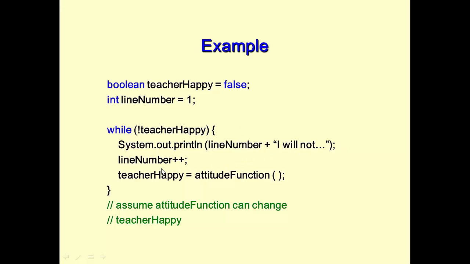And then we make some kind of progress here on the inside of this while loop, line number plus plus. And then we need to somehow check to see if the teacher is happy, and don't worry necessarily about what's going on here, but just realize that the teacher happy state could change to be true, at which point this while loop condition is going to turn out to be false, because not true is false, and then we would continue past that point.